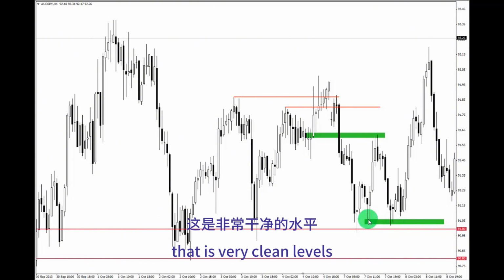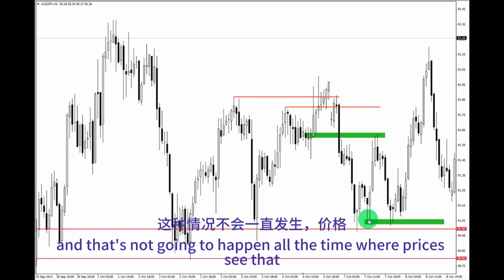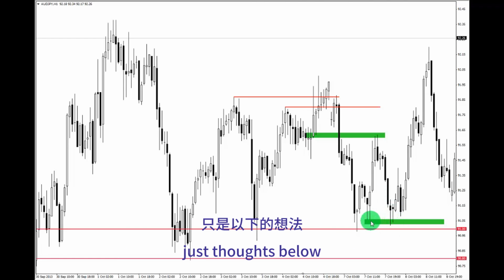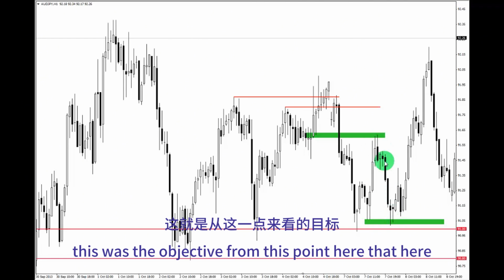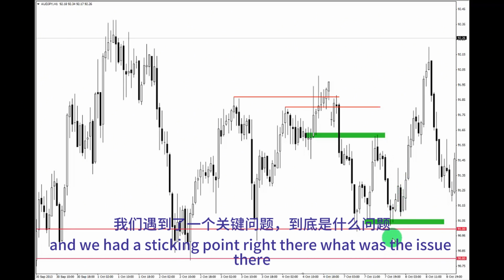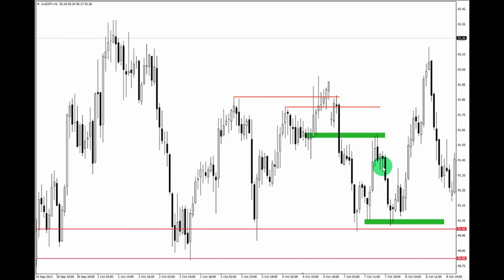We talk about that as very clean levels, and that's not going to happen all the time where price sees that and it never comes back to it. Many times it'll come right down to it and clear it. So stops below this was the objective from this point here to here, and then we had a reaction away from it. Okay, and we had a sticking point right there. What was the issue there?